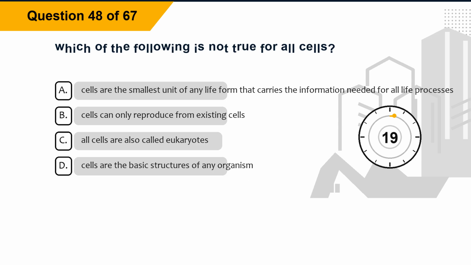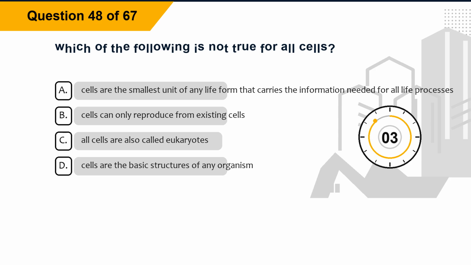Question 48. Which of the following is not true for all cells? Option A. Cells are the smallest unit of any life form that carries the information needed for all life processes. Option B. Cells can only reproduce from existing cells. Option C. All cells are also called eukaryotes. Option D.